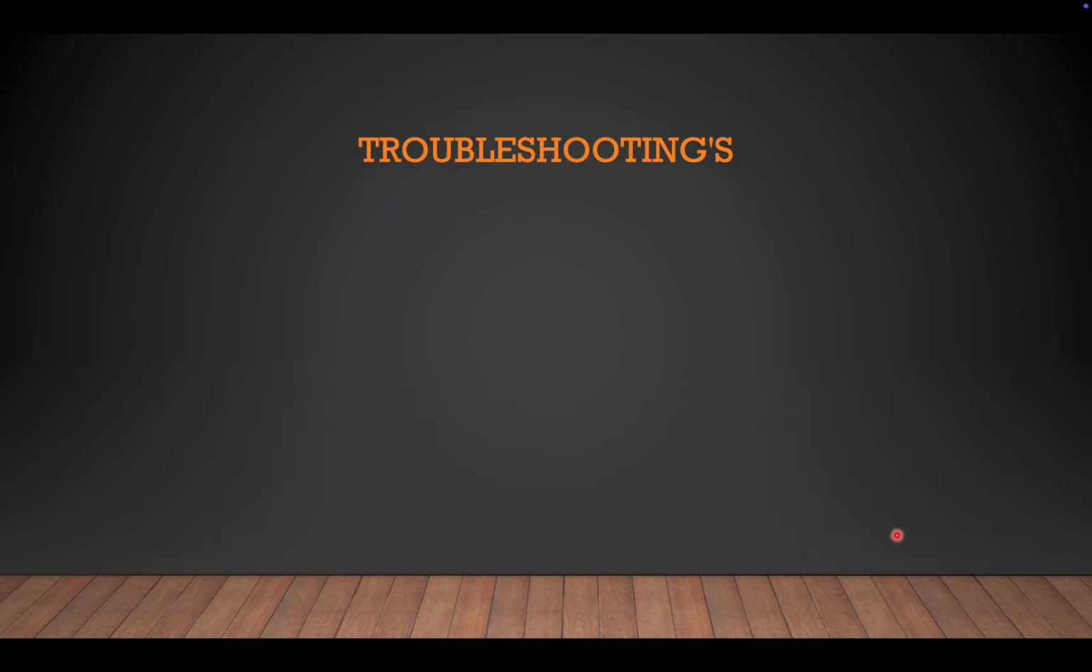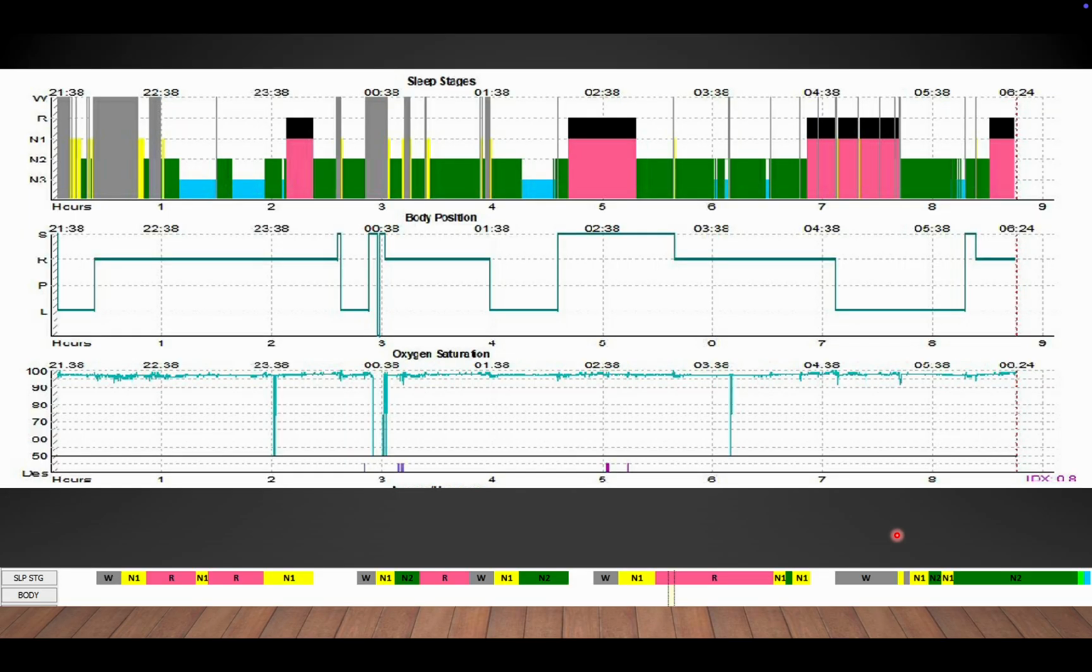Now, as we have discussed 2 cases, let's discuss some of the troubleshooting which we encounter while doing MSLT. Now, let's look at this MSLT. This patient had no SOREM in the nocturnal PSG. The sleep study ended around 6:30. The patient was awakened immediately in the middle of a REM sleep. Now, the problem is, if you wake up the patient from a REM sleep, as in this case of the first nap, you can see the REM sleep is there, SOREM is there.